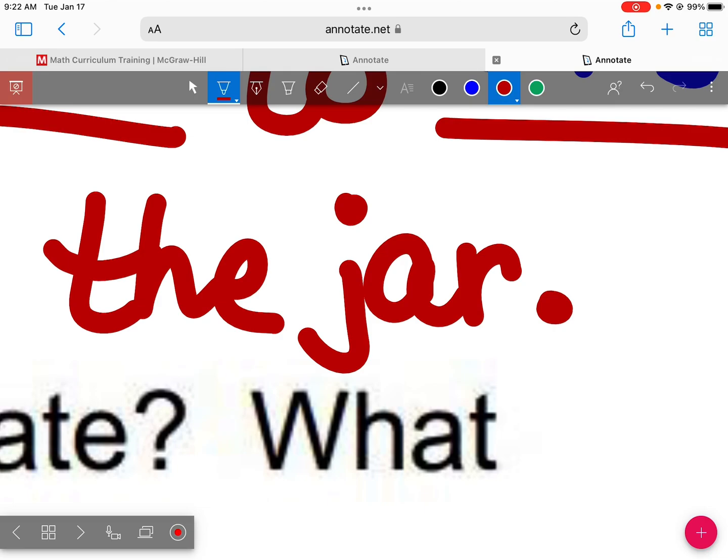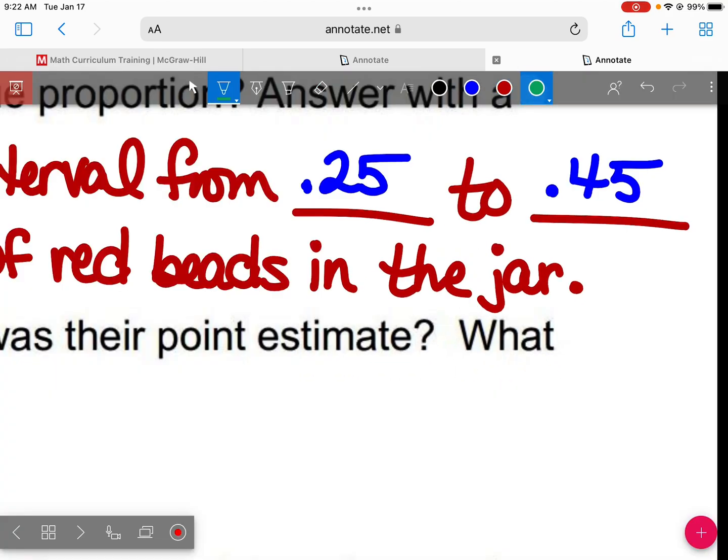We are 80% confident that the interval from, again, I'm using my interval from up above, 0.25 to 0.45, captures the true proportion of, and then I've added my context here, red beads in the jar. That's our context. That's what we're trying to find the true proportion of.